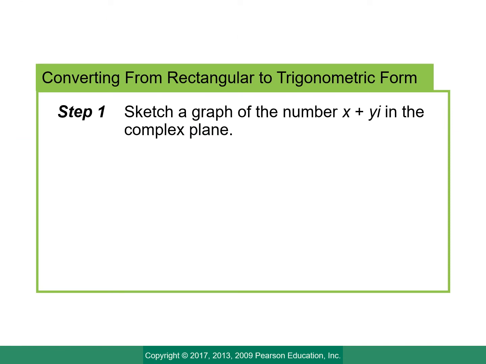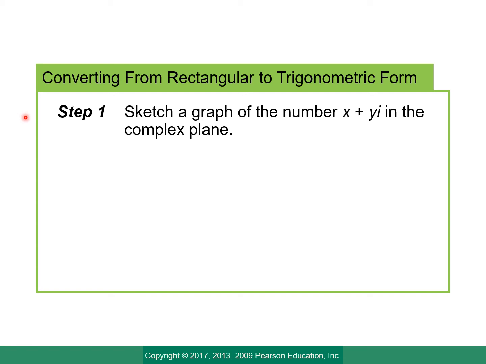Now we're going to convert the other way. We're going to convert from rectangular to trig form. This is actually a little bit more work. What we just finished doing was going from trig or polar form to rectangular, and honestly, that way's faster. So this direction, I'm going to break it down into steps.